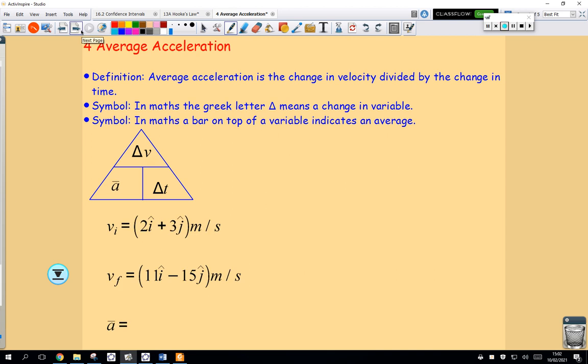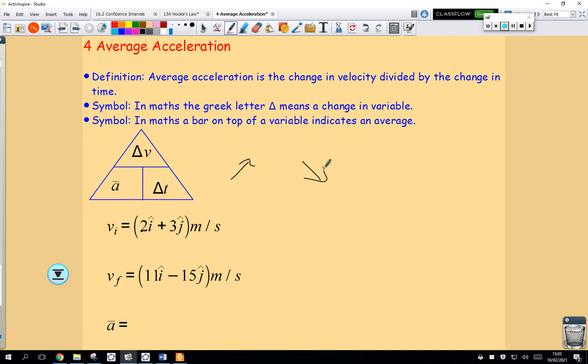Initial velocity is 2i hat plus 3j hat meters per second. That means something traveling up to the right. Its i hat component and j hat component are changing. My final velocity is 11i hat minus 15j hat meters per second. So I've sped up, however, I'm now traveling to the right and kind of down on my coordinate system. We start off traveling in this direction, we finish off kind of traveling in this direction. I don't know really what happens between them.